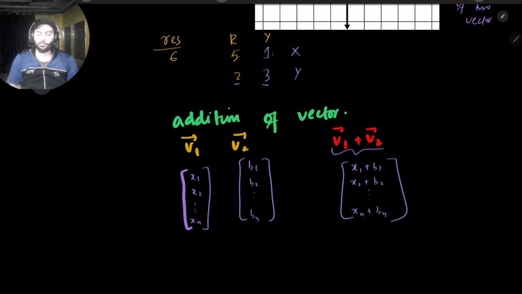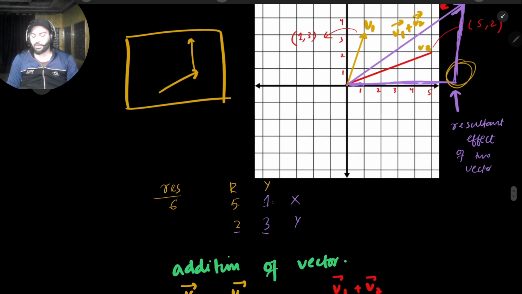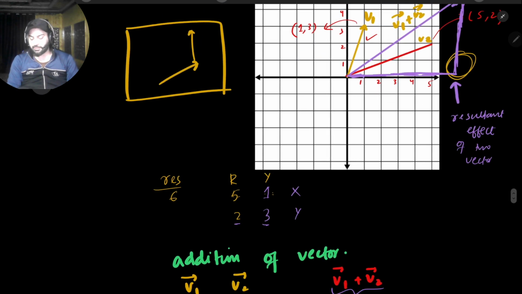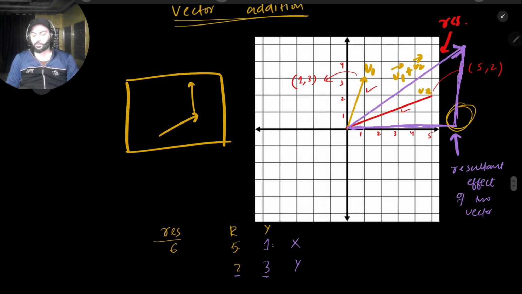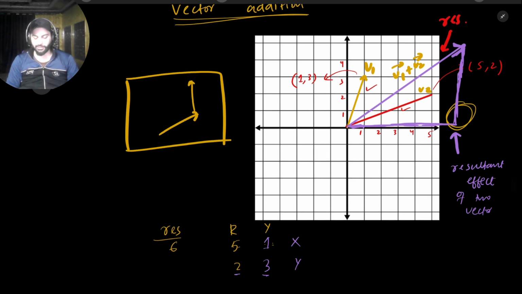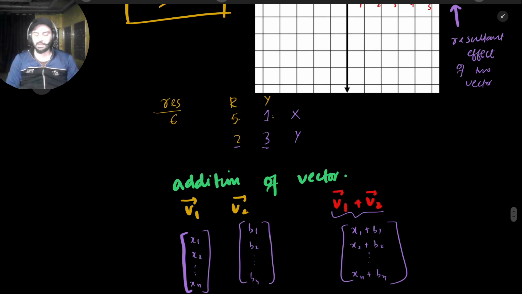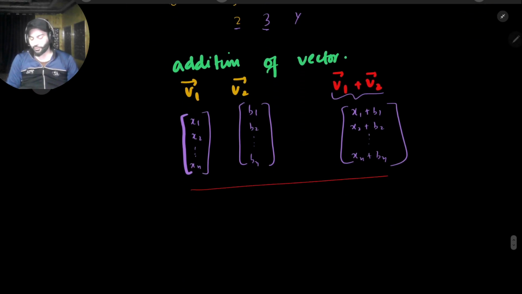So if I want to show it again geometrically, I have shown you here. This is the first vector v1, this is the second vector v2. What is the combination, the effect? Vector addition is the process of combining two vectors, which creates a new vector. Okay, so this is the definition. It is how we combine these vectors.